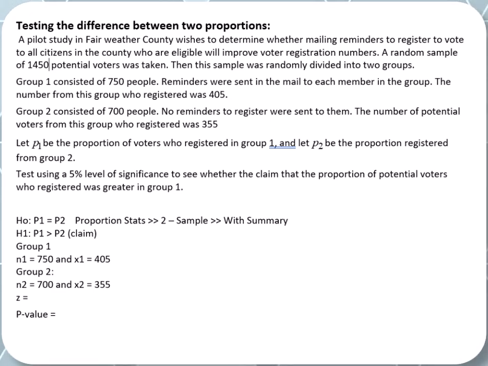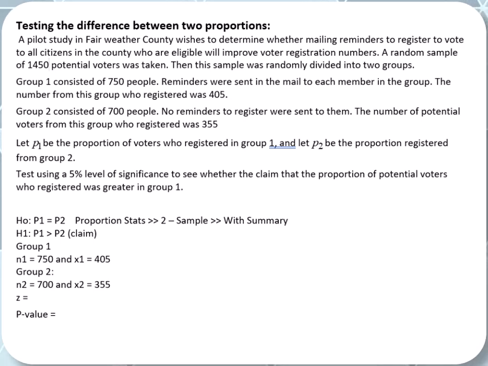Okay, this video is an example on how to test the difference between two population proportions. A pilot study in Fairweather County wishes to determine whether mailing reminders to register to vote to all citizens in the county who are eligible will improve voter registration numbers.